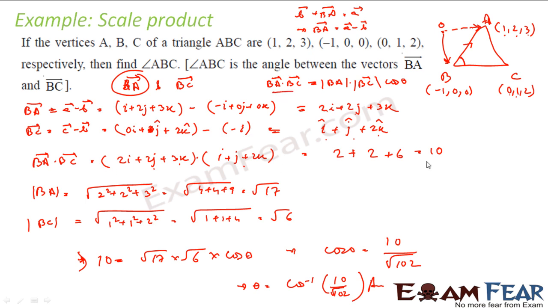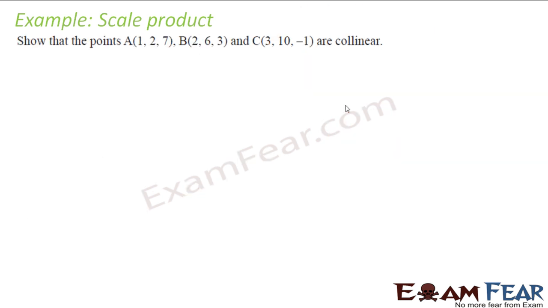BA dot BC is easy to find. I found that because I have the BA vector and the BC vector. The magnitude of BA is also easy to find because I have the BA vector, and the magnitude of BC is also easy to find because I have the BC vector. I put all these values in this equation and got this value of cos theta.